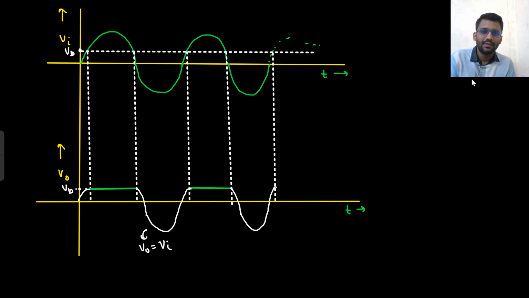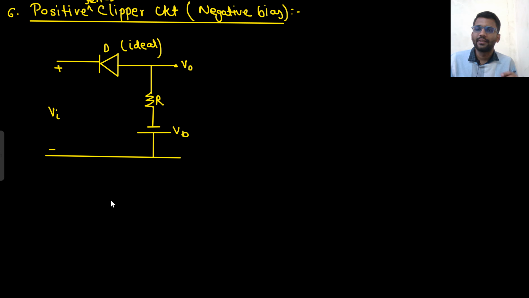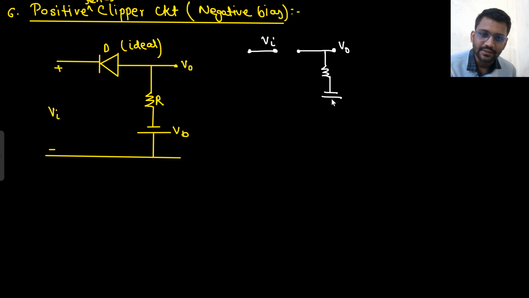Okay. Let's move on to the next circuit, that is the positive clipper circuit with a negative bias. So there is a negative bias now. Okay. So let's do the analysis. Let's apply the open circuit test. Now this point will be minus. This point is our V naught actually, but this point is V in. But since this resistor is there and this negative bias is there, for the open circuit test, this point will be minus Vb.